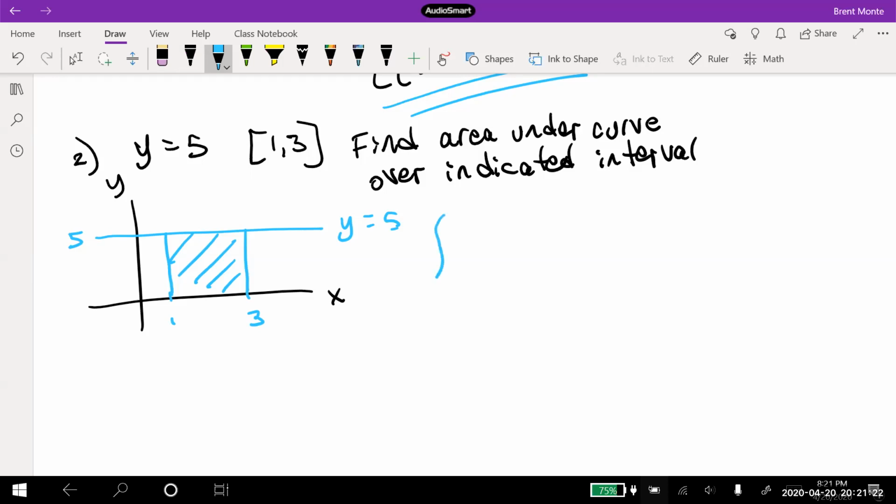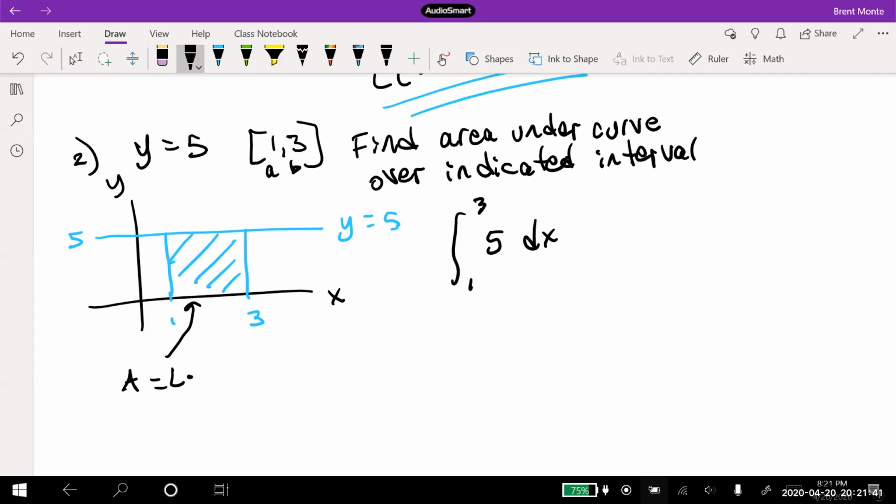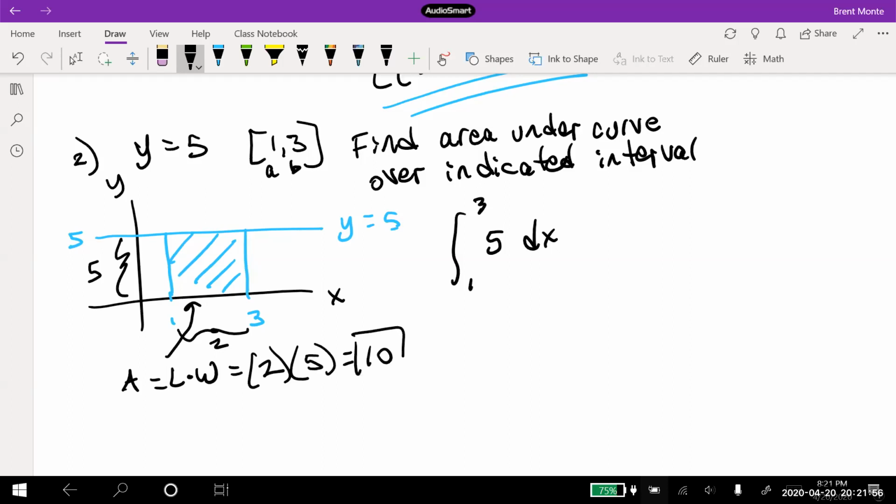The integral, I want to go back to black. The integral from 1 to 3, here's our a and our b, from 1 to 3 of 5 with respect to x. That's how we write that. We know from before this area is length times width. This length here is 2, 3 minus 1, 2. Width here is 5. So we have 2 times 5. Oh, I know, that's 10. That's the area. That's what we did last section.